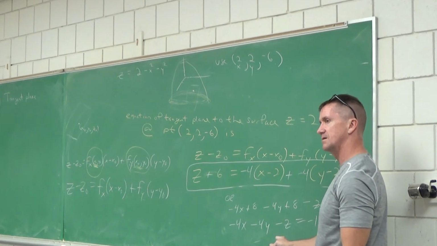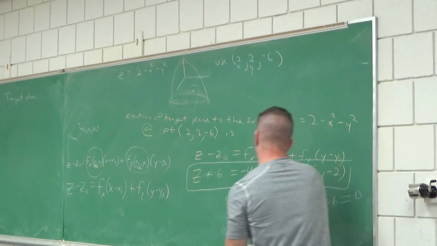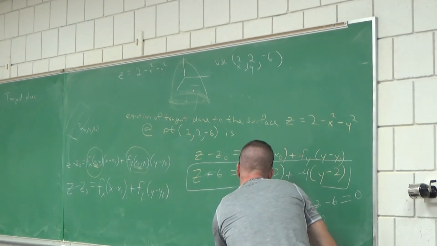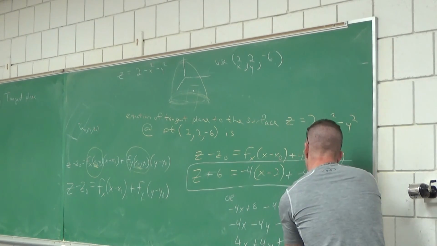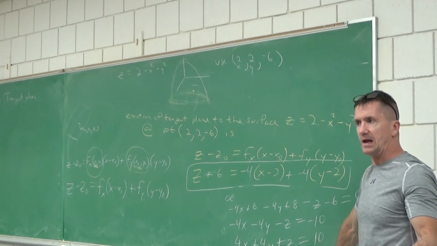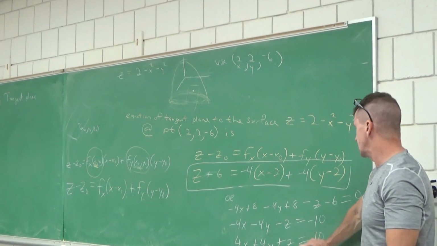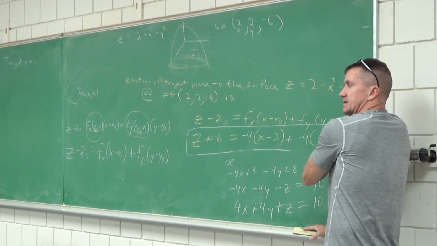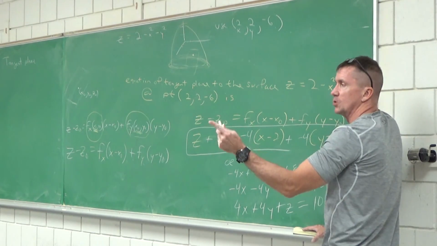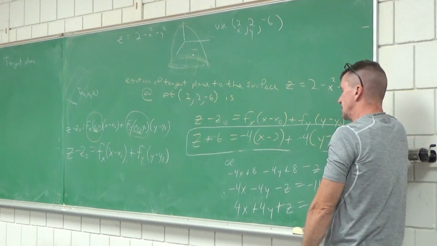Or what's another way to write that? I can do 4x plus 4y plus z equals what? If I multiply by negative on both sides, positive 10, right? These are different ways to write this answer. This was fine too. You absolutely can leave it like this. But if it's one of those multiple choice problems, manipulate it to see how they wrote it each way.